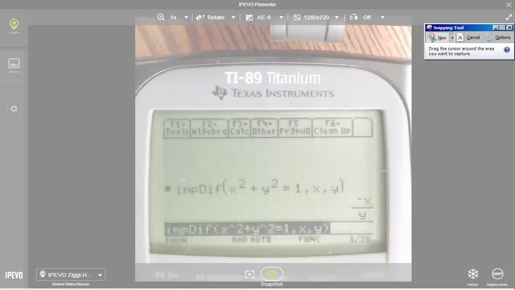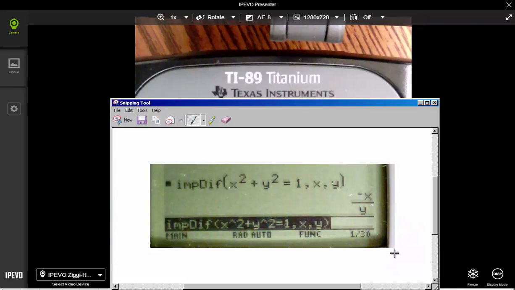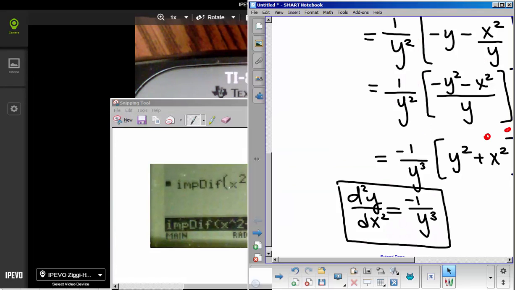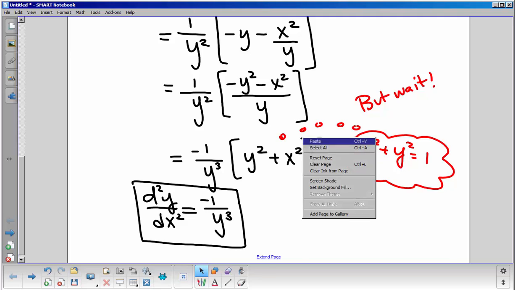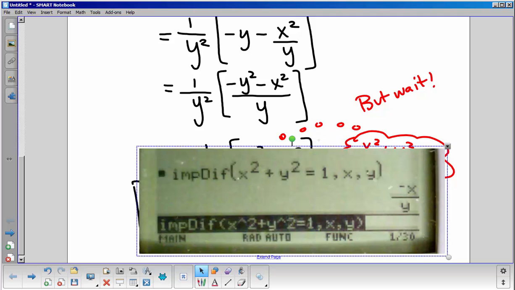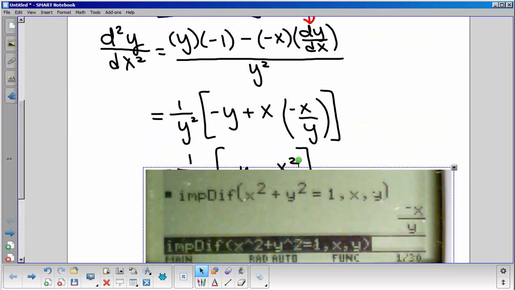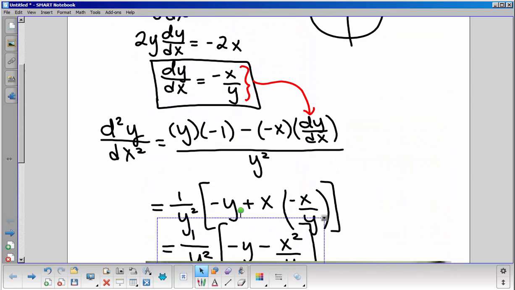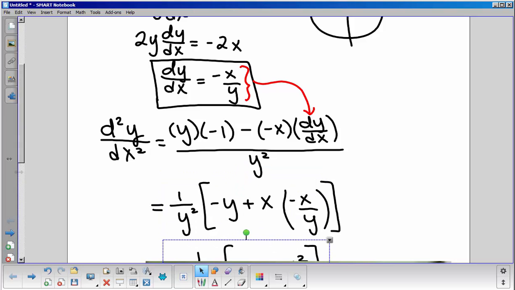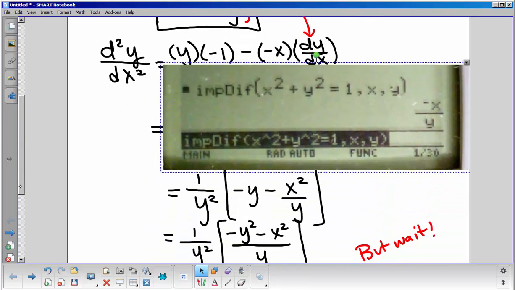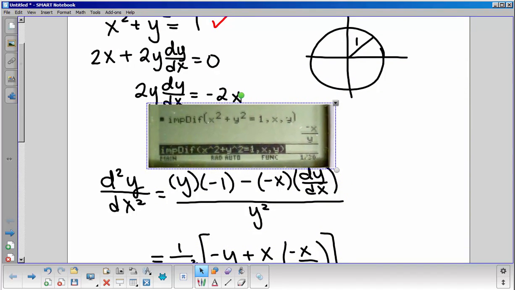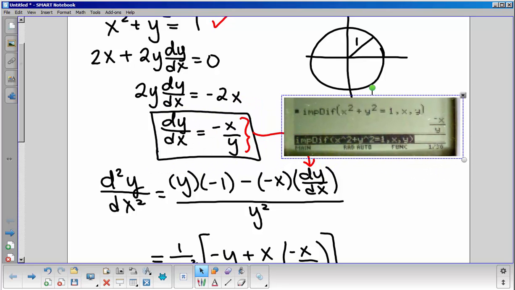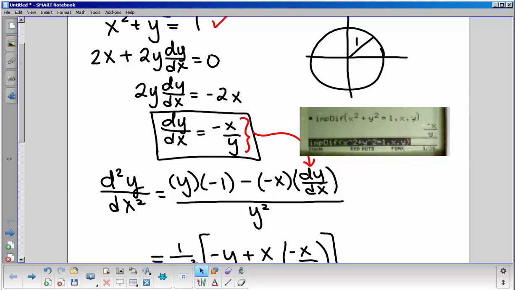Question, did it match what we had? Yes, it did. So yes, this matched what we had up here. We're happy about that, right? It matched.